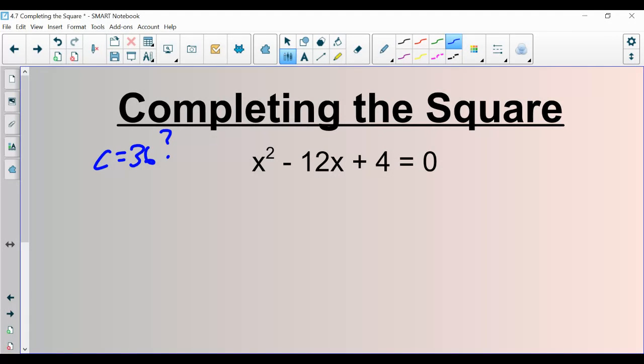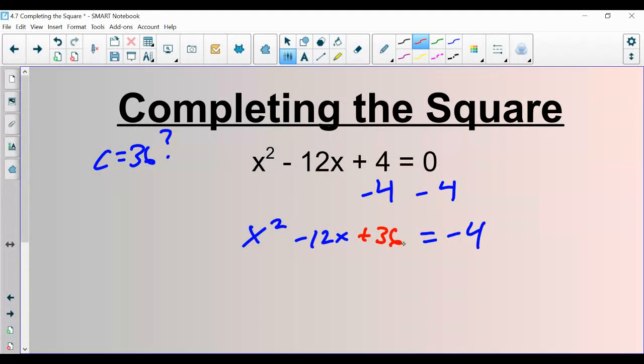The c term is not what I want it to be, so I'm just going to move this current c term to the other side. So then I would have x squared minus 12x. I'm going to leave a space there because I know I'm going to pick the c term in a second here, is equal to -4. Okay, so I want the c term to be 36. And I can pick the c term as long as what I do to one side, I do to the other side. Because if I add 36 here and I add 36 here, I haven't changed the validity of the statement. I've done the same thing to the left as I have done to the right.